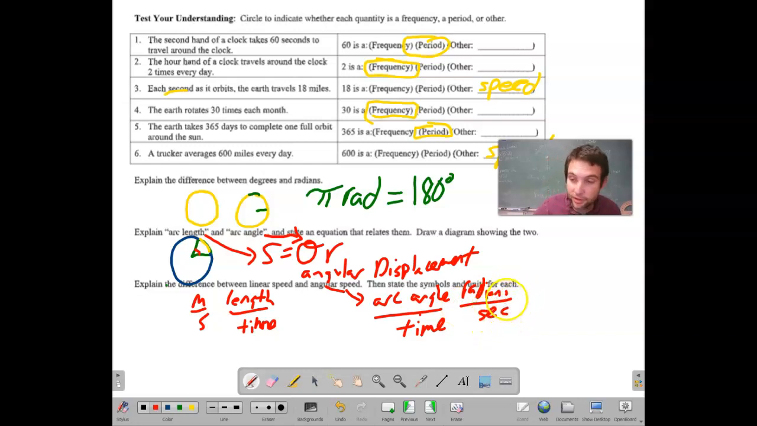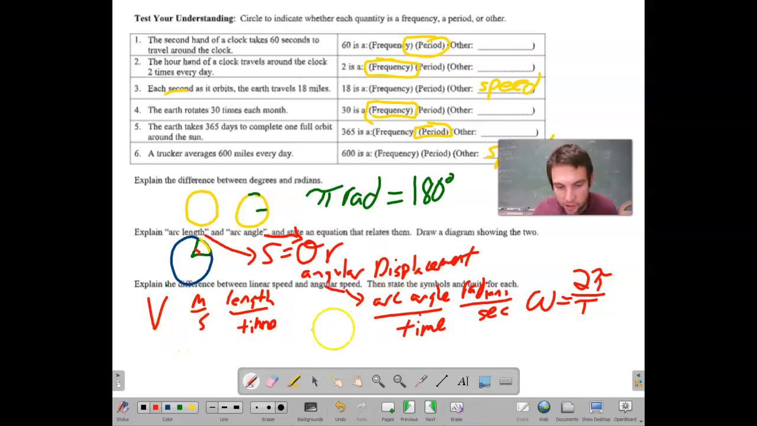You can use some other forms of angular speed. The symbol that we would use for linear speed is V. The symbol we're going to use for angular speed is omega, which is 2 pi over the period. Arc angle per unit time.